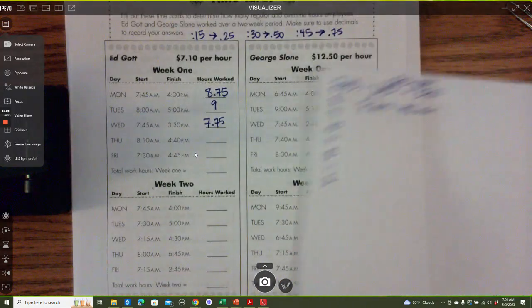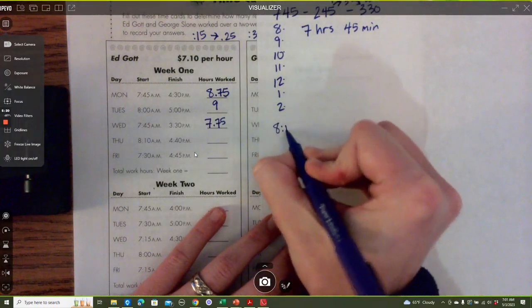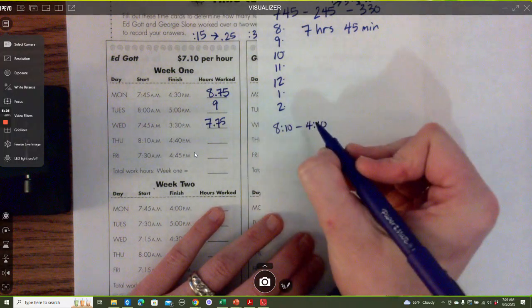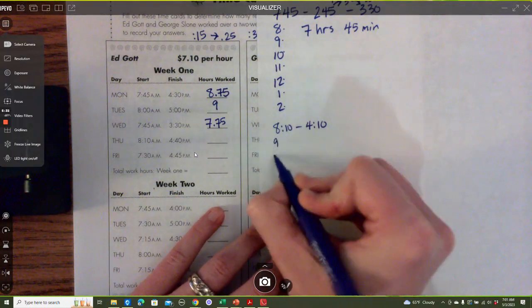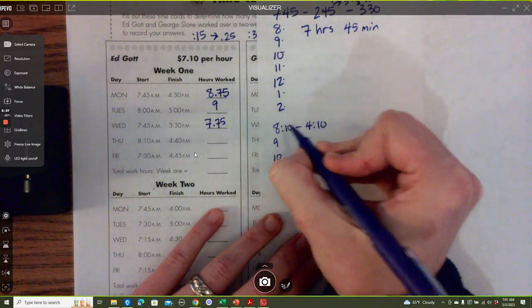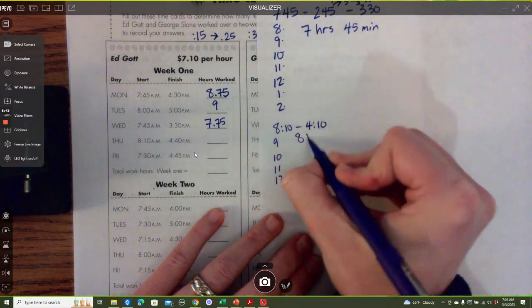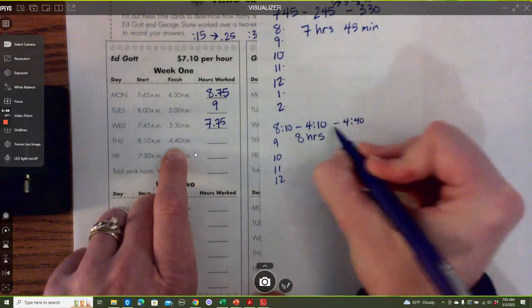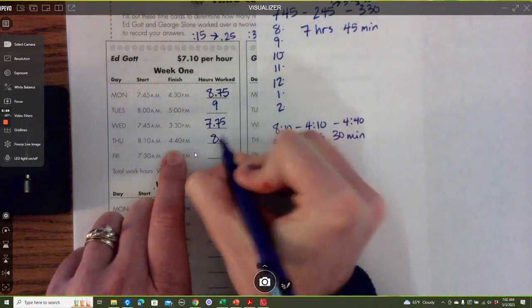Okay, 8:10 to 4:40. This time I can go to 4:10, the nearest hour. So I just count up the hours. 8 to noon, we already know is 4 hours. If you need to count it out this way, 1, 2, 3, 4. Noon to 4 is 4 hours. So this would be a total of 8 hours. Then I've got to go from 4:10 to 4:40, which is 30 minutes. So this one would be 8.5.